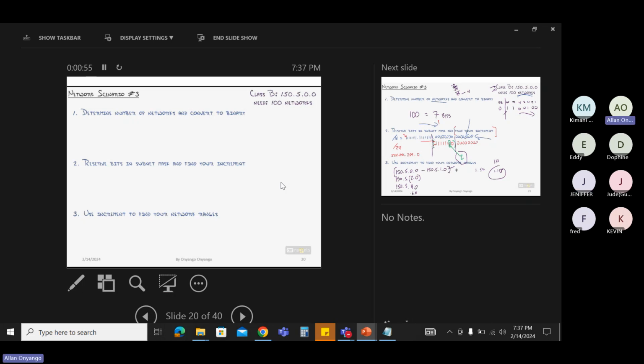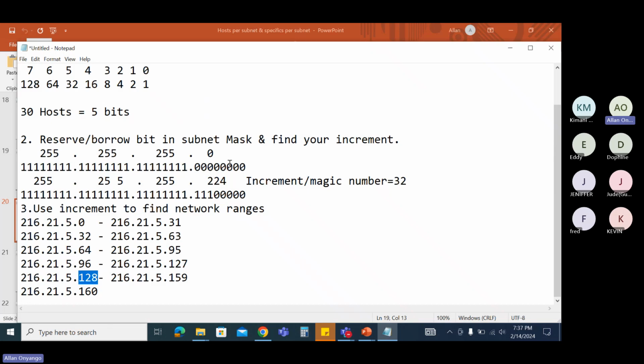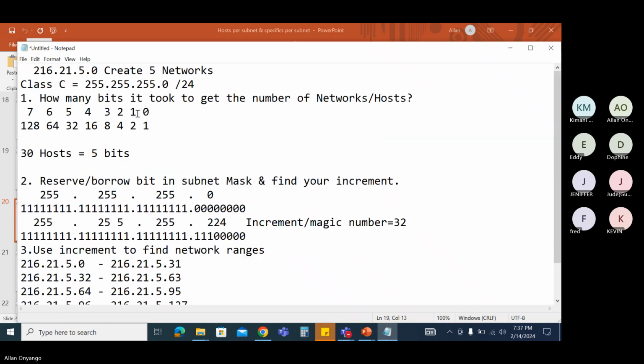So we can do that very fast using our very own example here. So the IP here, give me the IP. 150.5.0.0. It is class what? Class B. /16. Yeah, class B, which is equivalent to /16, which is equivalent to 255.255.0.0. Good. All right. So we start.